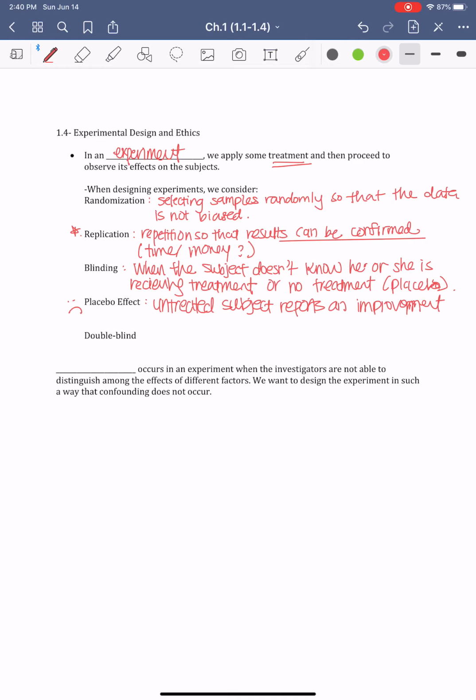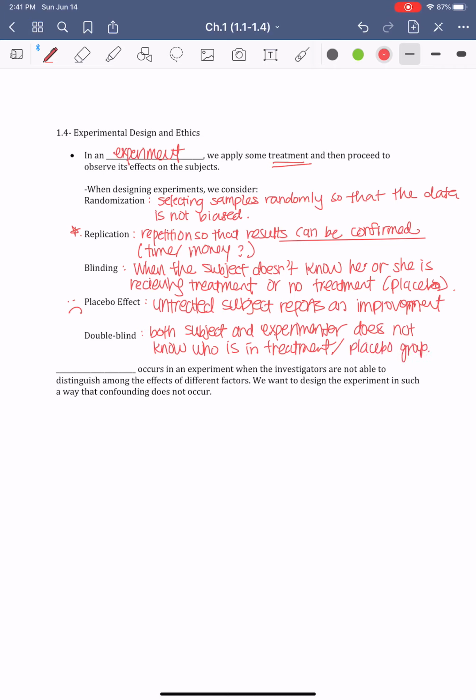Double blind. What is a double blind? Single blind was when the subject doesn't know. Double blind is when both the subject and the experimenter do not know who is in the treatment or placebo group.